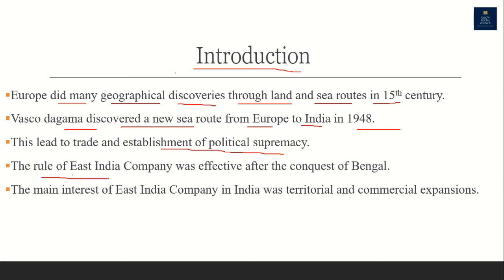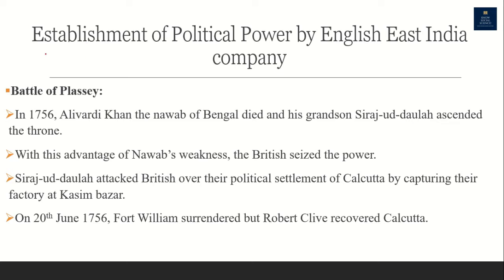The rule of the East India Company became effective after the conquest of Bengal. The main interest of the East India Company in India was territorial and commercial expansion. Let's see the establishment of political power by the English East India Company.